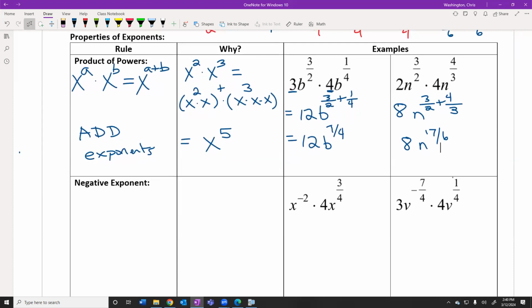We add the exponents. If you're multiplying like bases, add the exponents. Whether they're fractions or not, you still add the exponents.